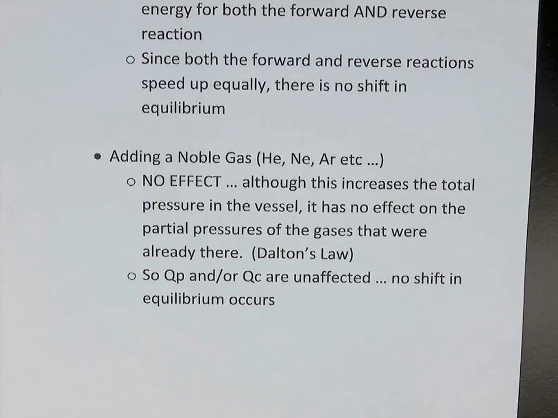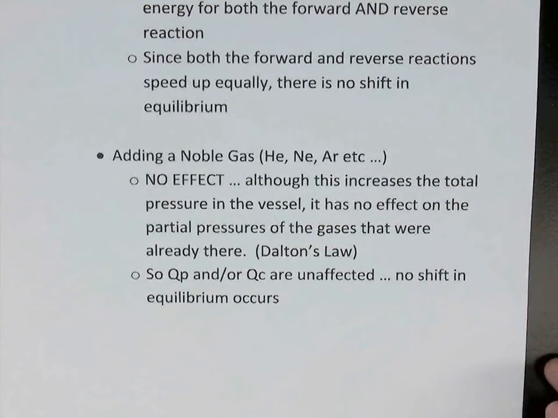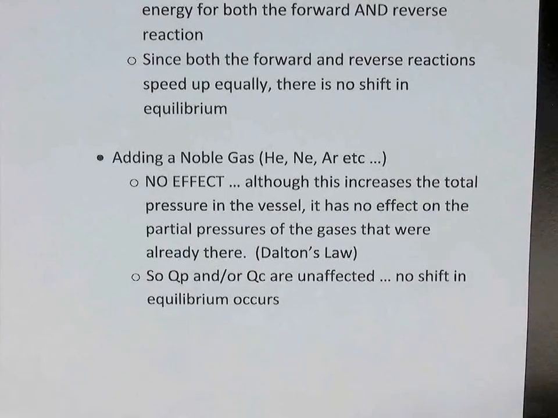If you imagine you had a pressure of hydrogen, of nitrogen, and also of ammonia, and then we throw in helium gas, none of the pressures for hydrogen, ammonia, or nitrogen will change, but the total pressure does go up because there's another gas. So although the total pressure changes, none of the partial pressures change, therefore Q is unaffected.